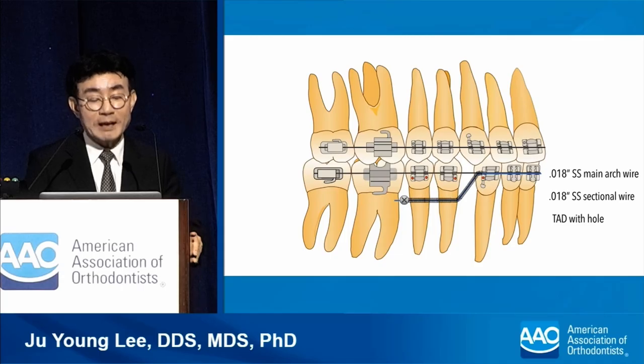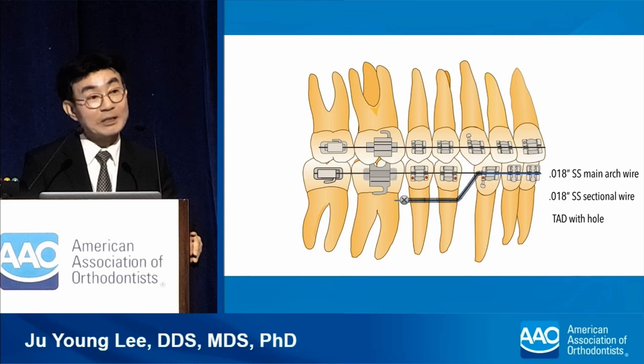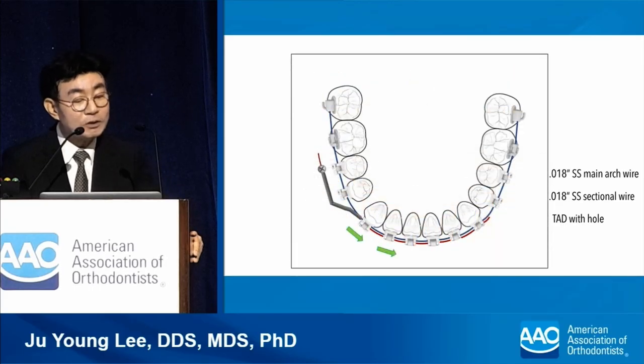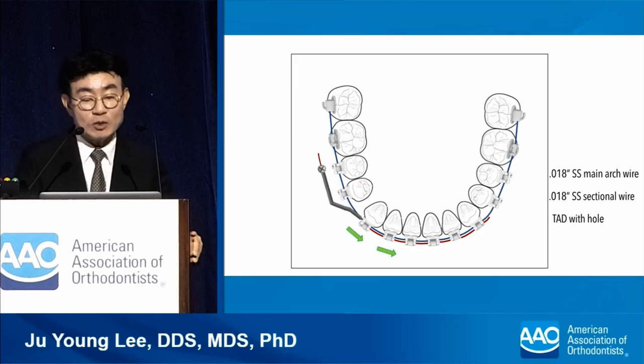By pushing the canine and anterior teeth forward and laterally with this technique, class 1 canine relationship is easily restored without intrusion of the anterior teeth, and the midline is well improved as well. 0.018-inch stainless steel wire is used for both the main and sectional arch wire.